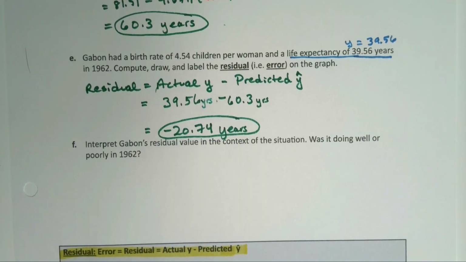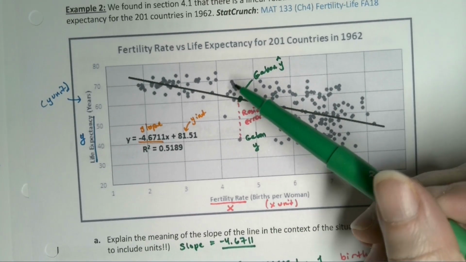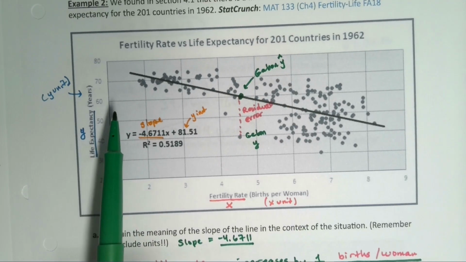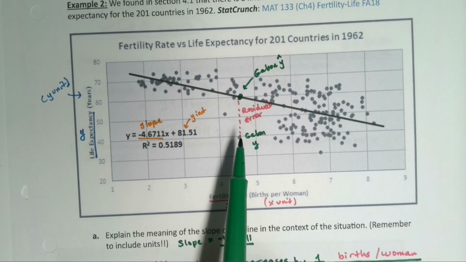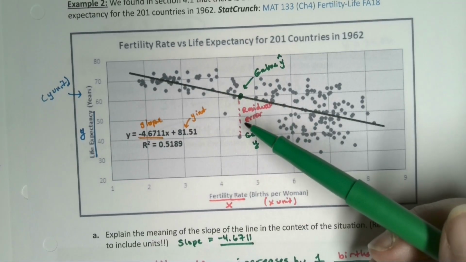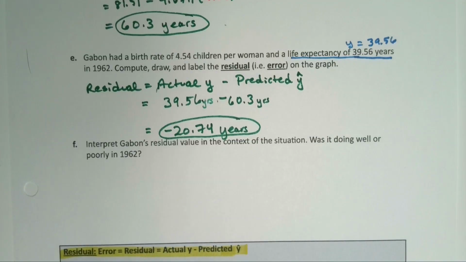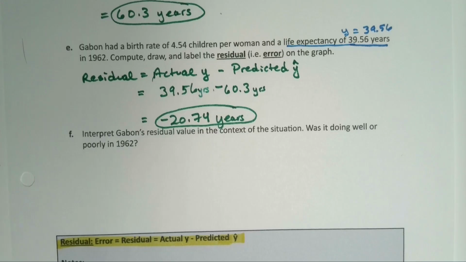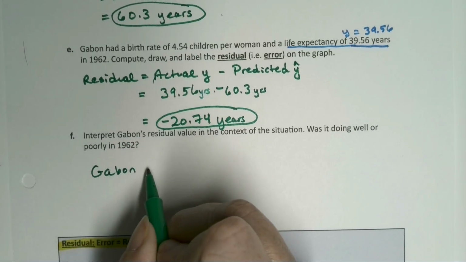Okay, so interpret Gabon's residual value in the context of the situation. Was it doing well or doing poorly? Okay, well, let's look at the graph. We expected the life expectancy of Gabon to be 60, but it was actually 40, like 39.5. So that's not good, right? You'll notice Gabon is really kind of out here on its own. Gabon in 1962 is having some major upheavals and civil wars and other issues. So Gabon was doing very poorly.